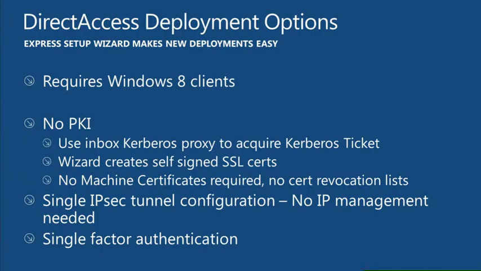We also simplified the IPsec configuration under the covers. So gone are the two-tunnel architectures that some of you may be familiar with. With the Express Wizard, you just have a single IPsec tunnel which encompasses the entire range of your CorpNet IP address range. And so with that, there's no longer the need to manage the IP address list in your first tunnel.